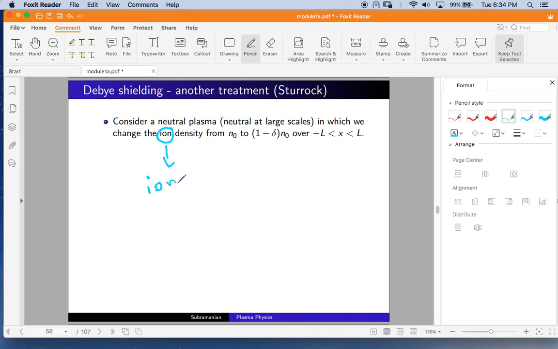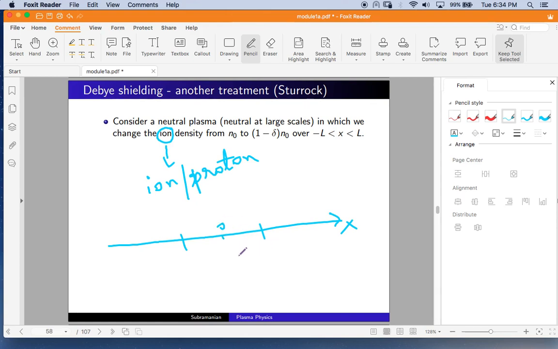You can think of this as an ion proton. Okay, ions are protons, some positive charge. Now, this is just a one-dimensional treatment. So you have X running like this. Okay, so this would be the origin, suppose.